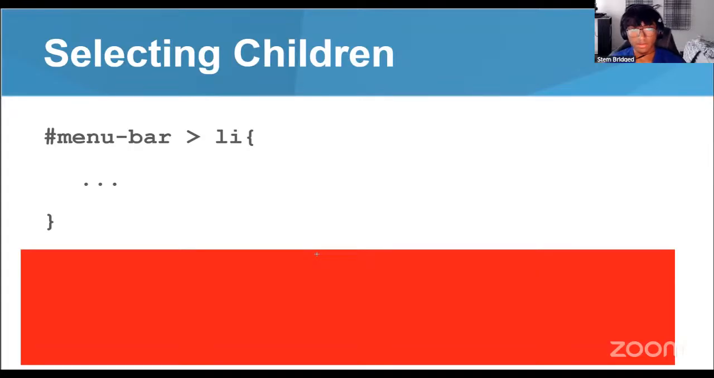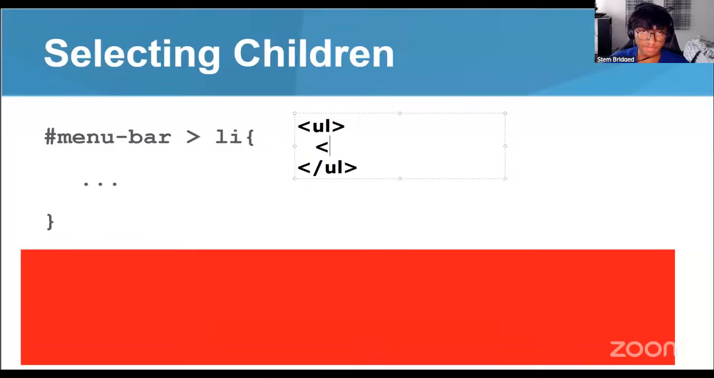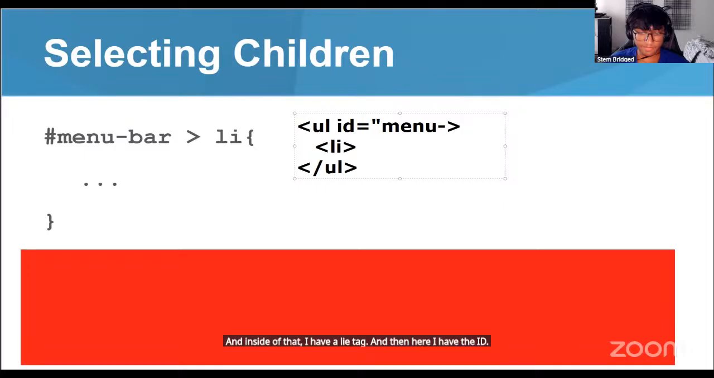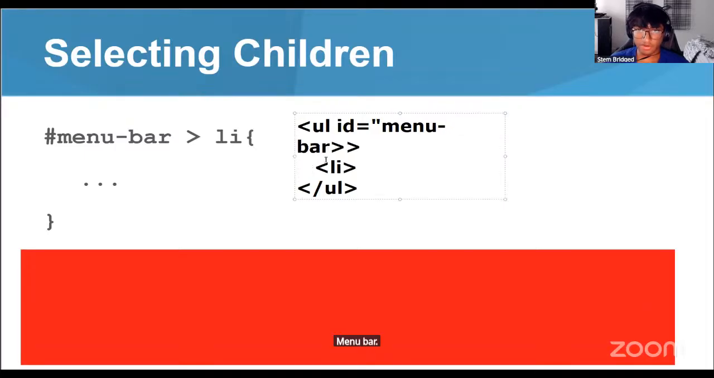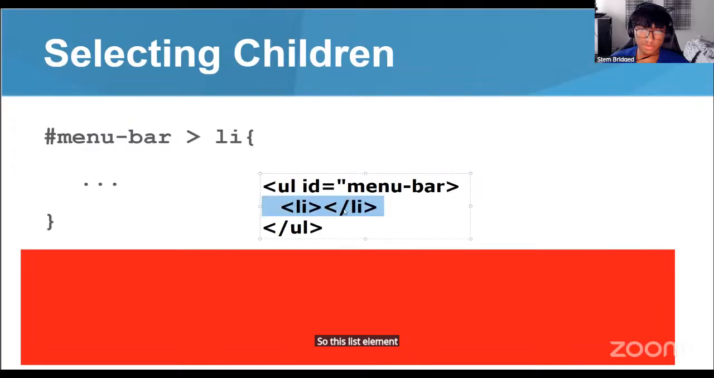Yeah, so it has to be the child of the ID menu bar. So let me write this out. Let's say we have an unordered list. You guys remember unordered lists, right? And inside of that, I have an li tag. And then here I have the ID menu bar. I forgot to have the closing tag. So this list element is going to be targeted, right? Because it's a child of the ID menu bar.